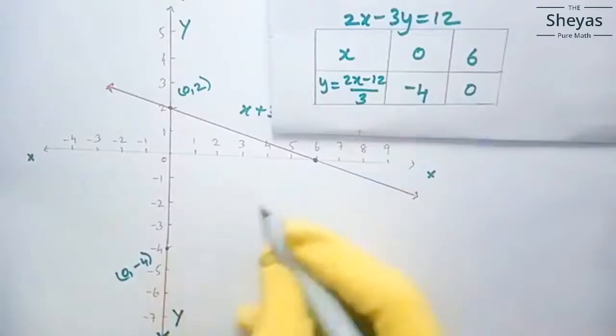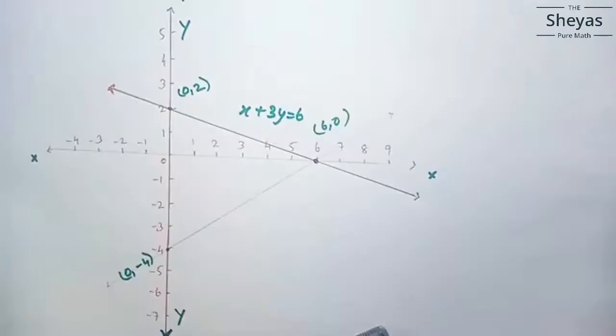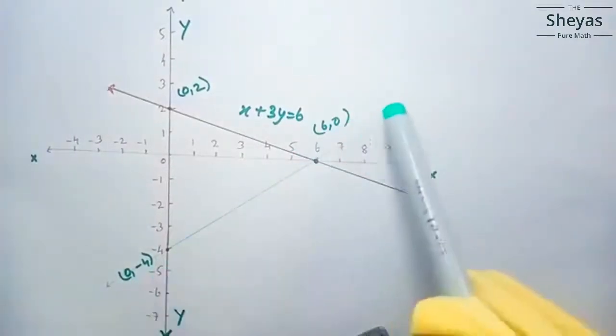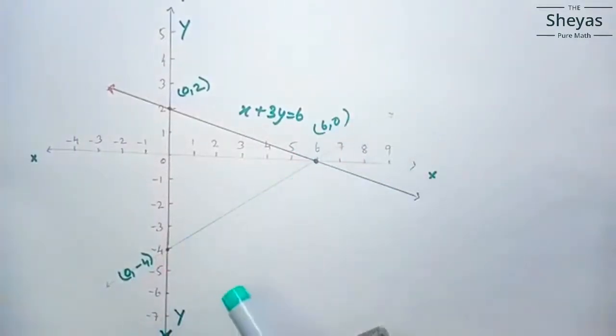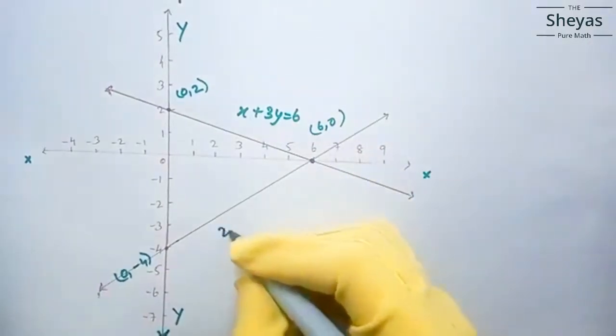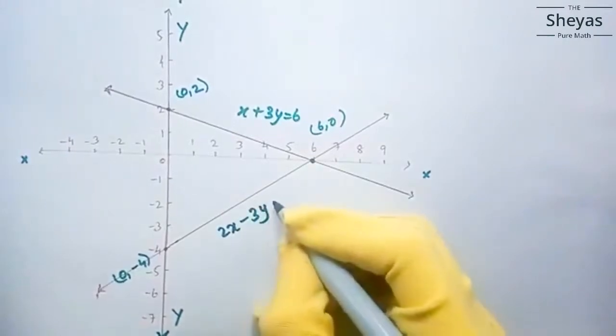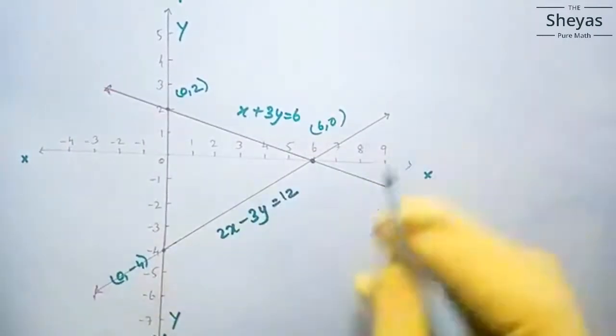Now we have to join these 2 points. So this is the graph of the second equation. What is the second equation? 2x minus 3y is equal to 12.